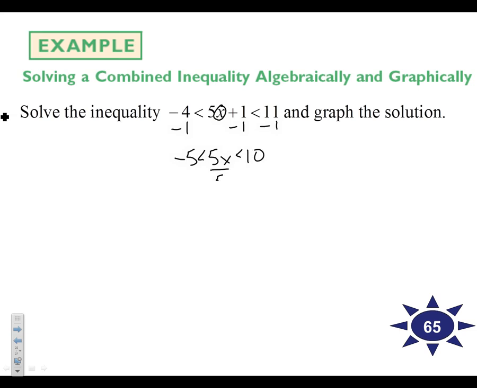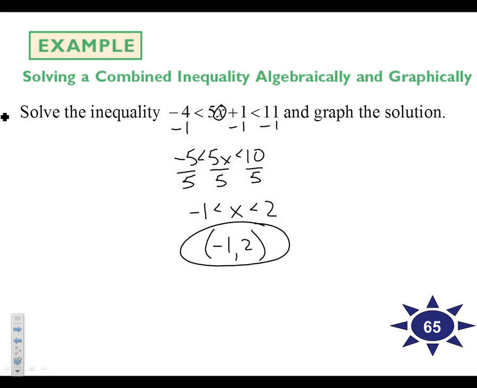To get x by itself, divide by 5. We need to do that everywhere. Divide by 5, divide by 5. Negative 1 is less than x is less than 2. And in the back of the book, it might say negative 1 comma 2, because that would be interval notation. You could see either thing. You can write either way as your answer.